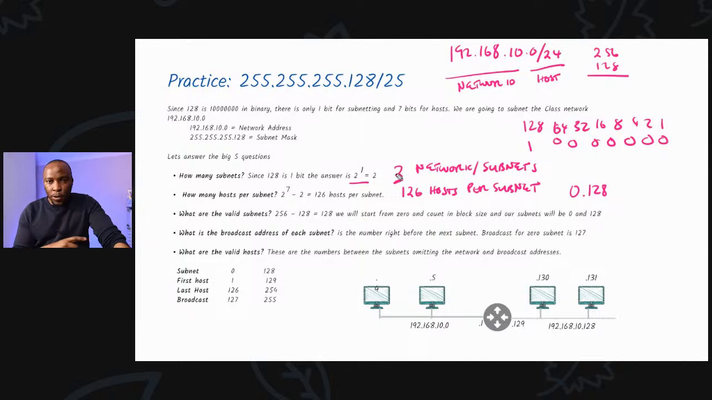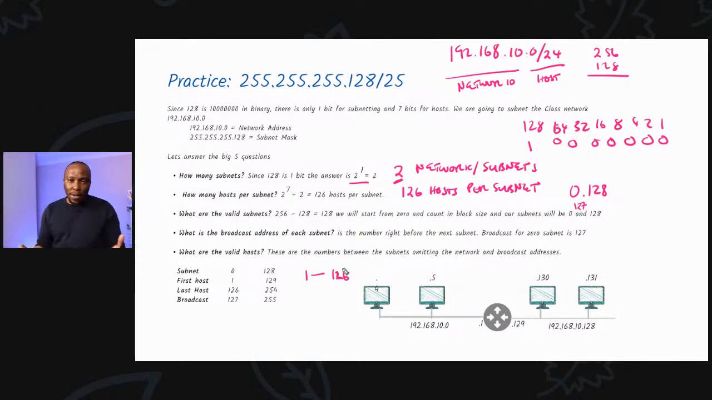And the fourth question is, what is the broadcast address? We say the broadcast address is the number before the next subnet. And in our case, 127 is the number before the next subnet. So our broadcast address is going to be 127. And the valid hosts per subnet is going to be the values between 0 and 127. And that is going to be 1 all the way up to 126.